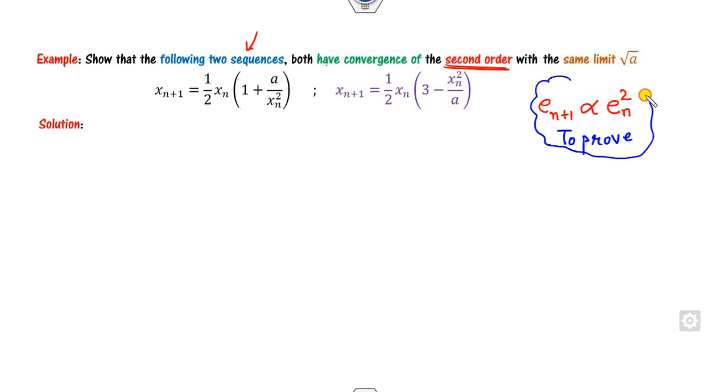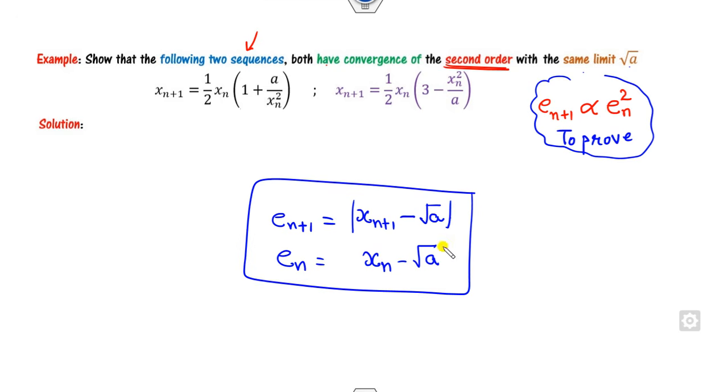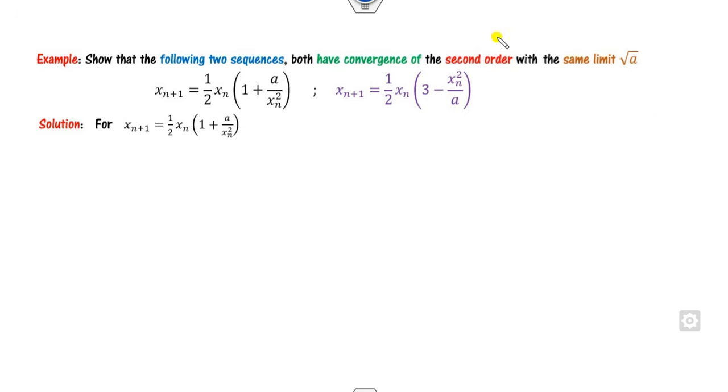Fine. Now what is my e_{n+1}? e_{n+1} is x_{n+1} minus alpha. The root is here, and e_n is x_n minus the root. This is our target. You can see the modulus value. This is given to you, and your target is here. That's very simple. We can start from this part. For the first part, I can subtract the root of a from this, which is here. I can open this bracket, which comes to be this value.